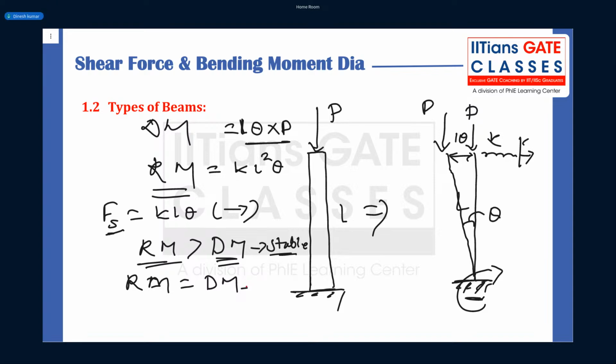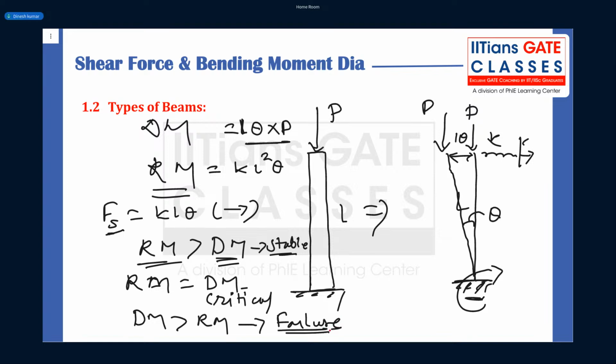This condition is a critical condition. Okay? So what will happen? Neutral position means your column will become stable in a new position. It will not come back to the initial position, but it will be stable in the new position. And what happens if Dm is greater than Rm? What is going to happen? It's a failure.